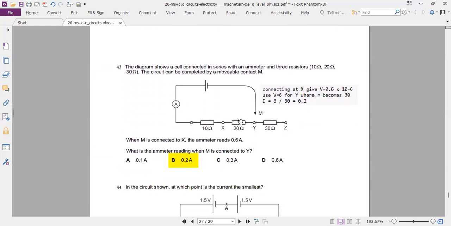So this one, a tricky one, carefully watch how it goes. First of all, it says when you place the M at X, you get 0.6 amps. That means 0.6 amp times 10 gives us the voltage. Voltage will become 6 volts, like it is calculated. Now we have 6 volts and we connect M to Y. Now the equivalent resistance comes to 30. 6 divided by 30 gives you 0.2 amps.